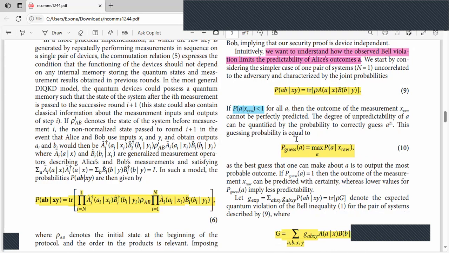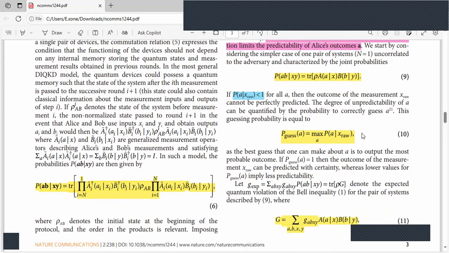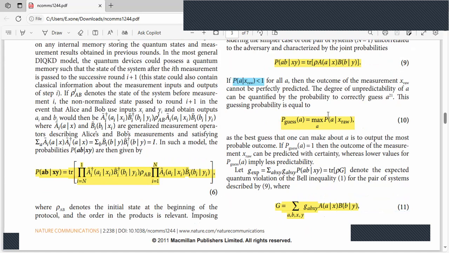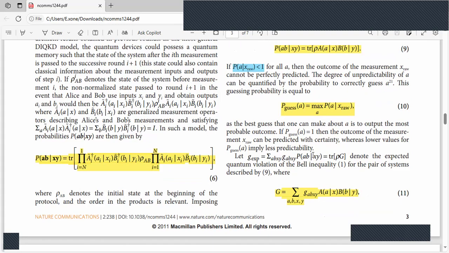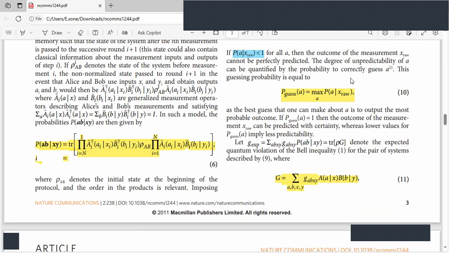To calculate the min-entropy, we have to calculate the maximum probability with which Eve can guess Alice's outcomes. It is given by equation 10. If this quantity is 1, then there is no unpredictability in Alice's data, and Alice's data is certain. Our wish is to have this quantity less than 1, as we want Alice's data to be quite uncertain from the point of view of Eve. So we want a bound on this quantity, and this bound is closely related to Bell's inequality.